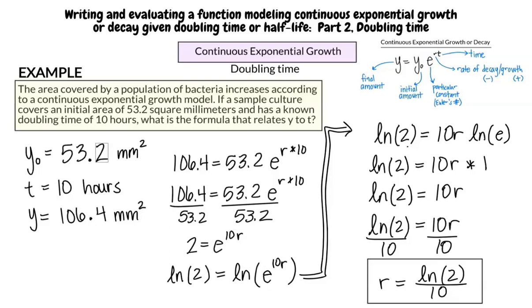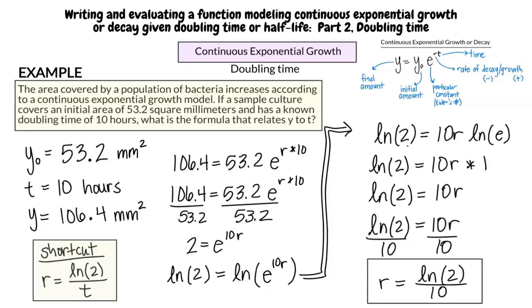In the last video, the shortcut for determining the rate for half-life was r equals natural log of 0.5 divided by t. Would it be r equals natural log of 2 divided by t for doubling time? Yes, you are absolutely correct.